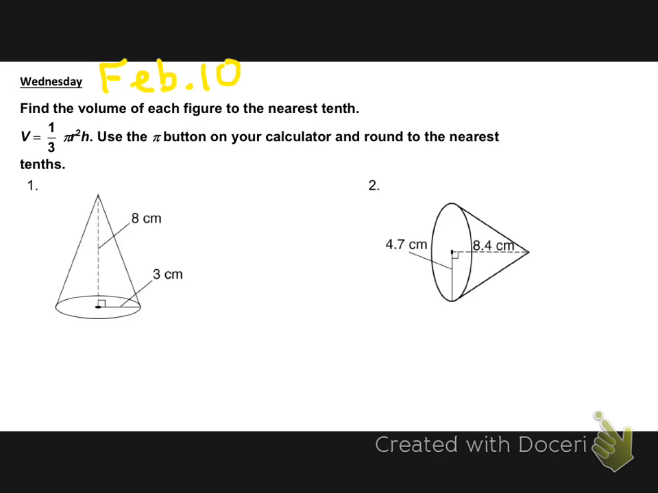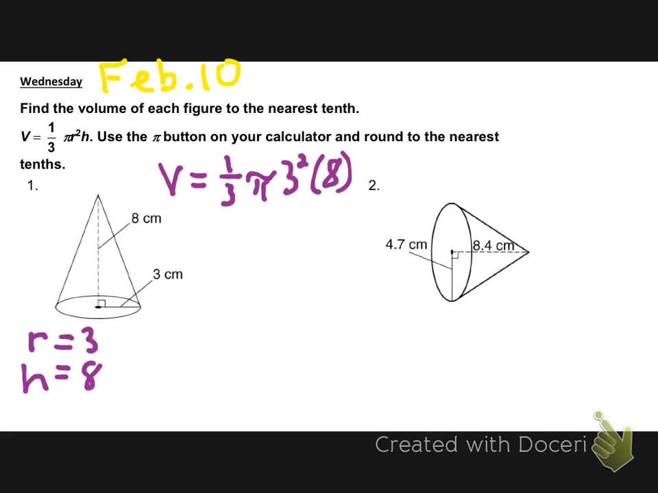So if you're looking at this first one, we know that the radius is 3 and the height is 8. So we're just going to plug those into our formula here. Volume equals 1/3 times pi r squared, which is 3 squared, times the height, which is 8. If you put this in your calculator, making sure to use the pi button, you should have gotten 75.4 centimeters cubed. Remember, volume is cubed.